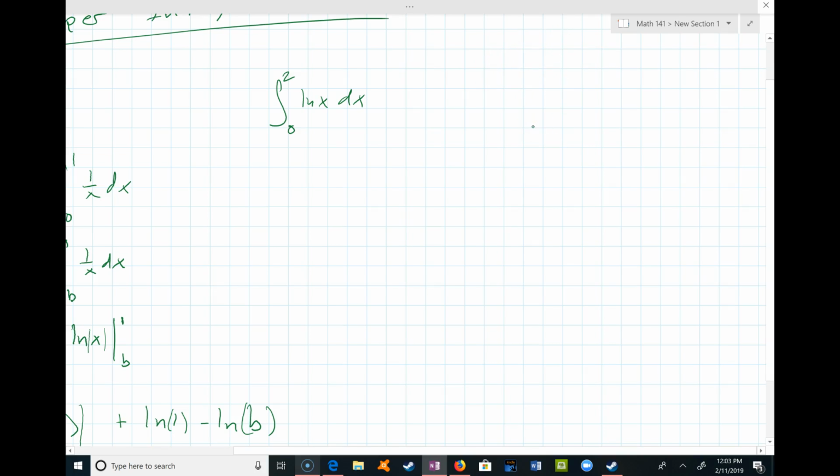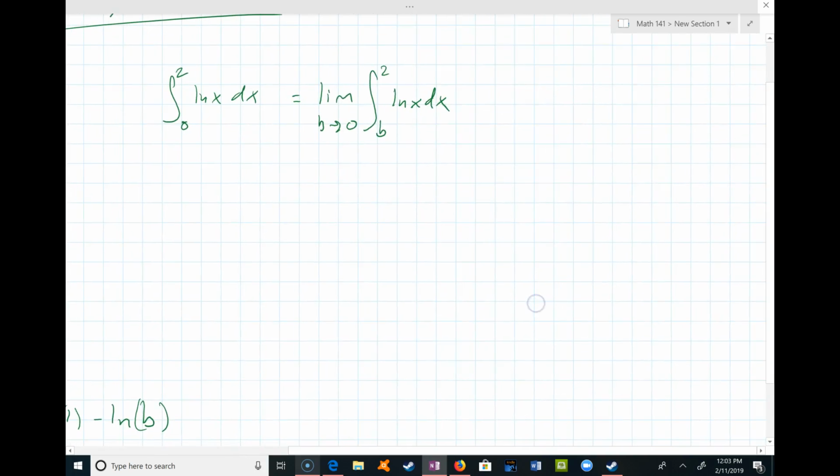So the same situation where natural log is, when we plug in 0, that's a problem. So we can't really just do it normally. It's an improper integral. So our first step is to change this to the limit as b approaches 0 of the integral from b to 2 of the natural log of x dx. Then we have to integrate that thing.